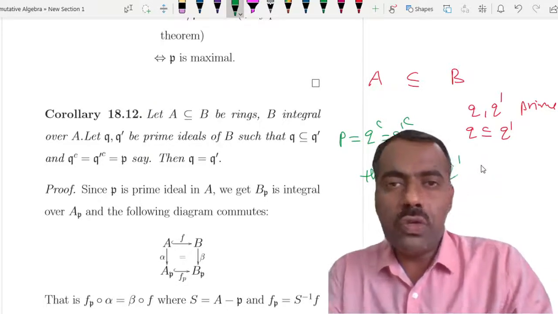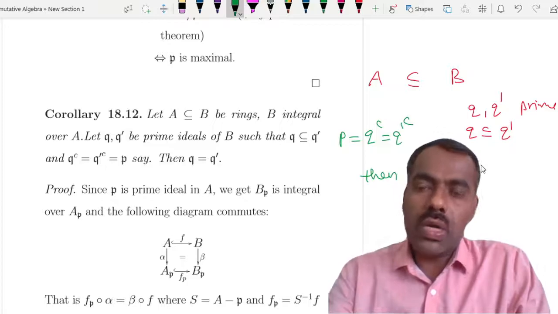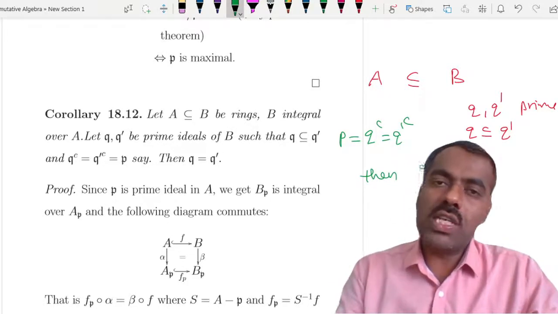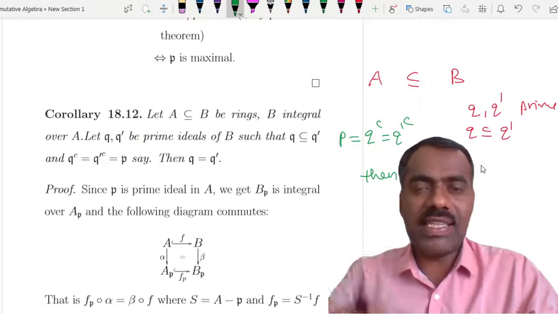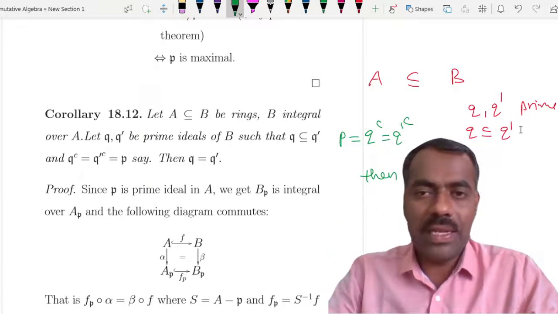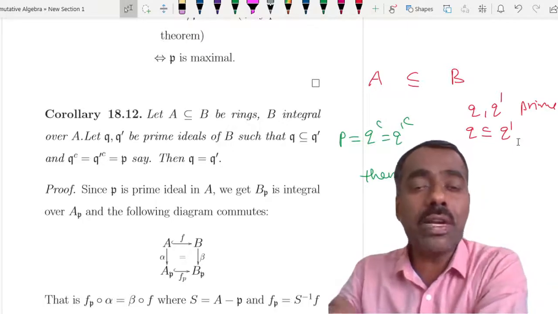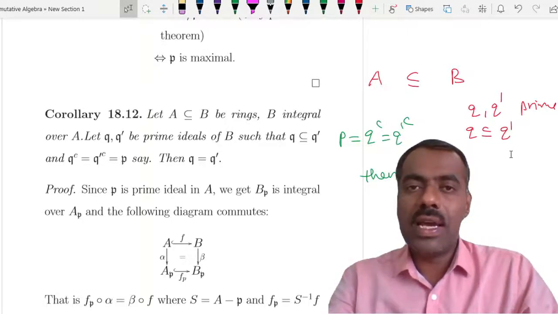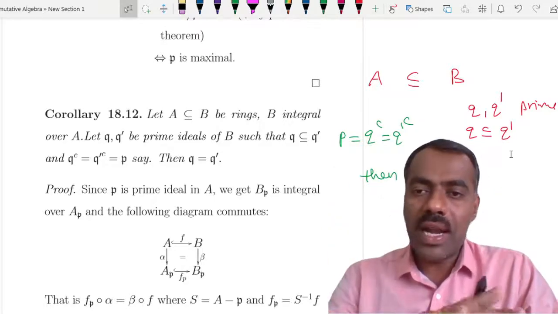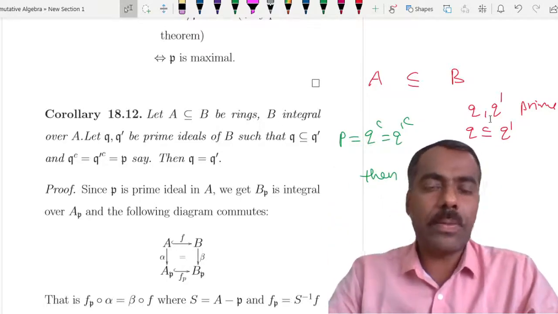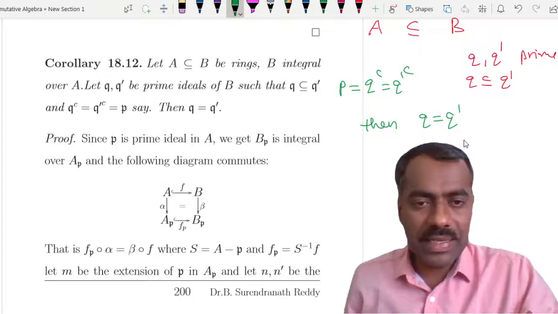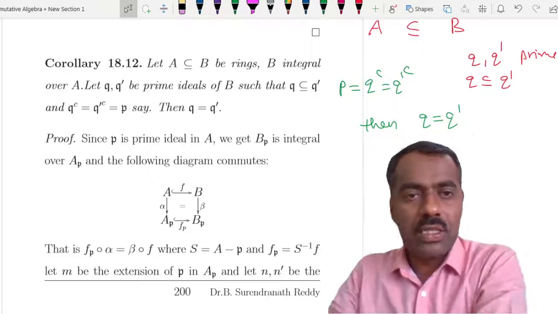So if you have two prime ideals in B, where Q is contained in Q prime, whose contractions are the same, then the original prime ideals have to be the same. They cannot be two different prime ideals. So two different prime ideals cannot have the same contraction in this scenario. Fine. How we'll do this is by taking some 2-3 results.